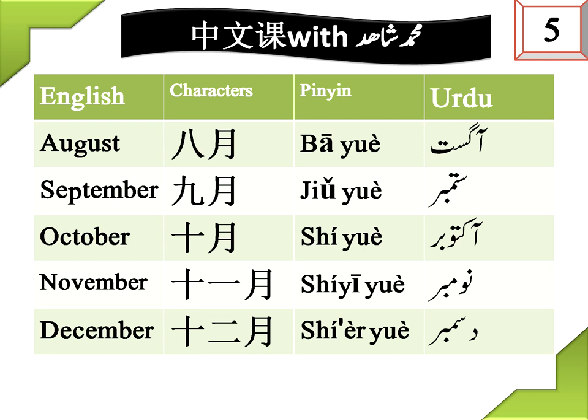Shi yue, October. Shi yi yue, November. Shi er yue, December. So we have learned it easily, how to pronounce the names of months in Chinese. Now we will make a simple sentence on it, and I hope that you have learned it very well.